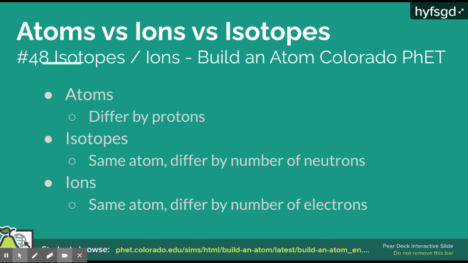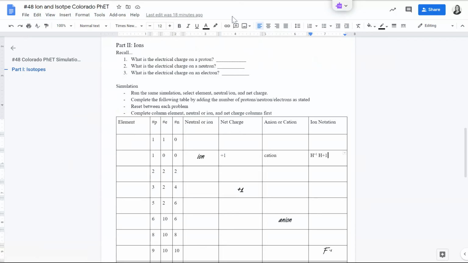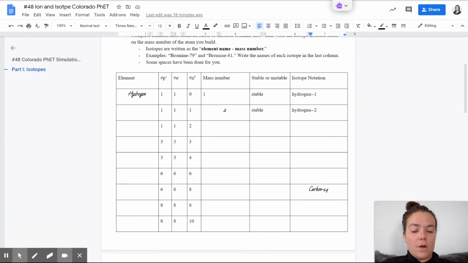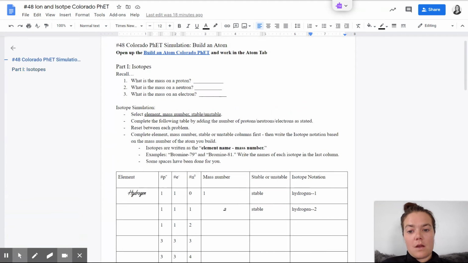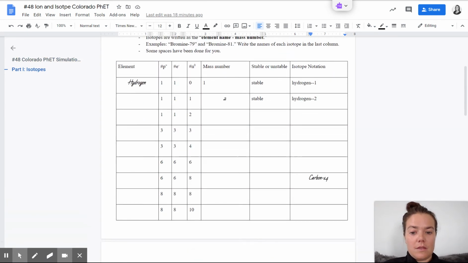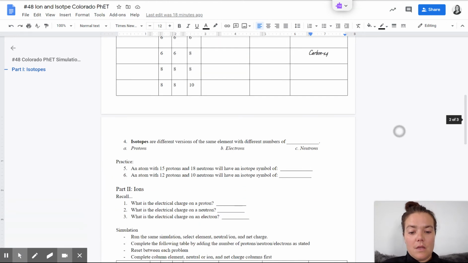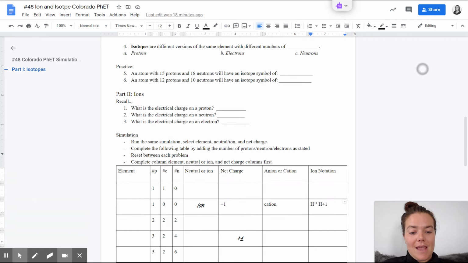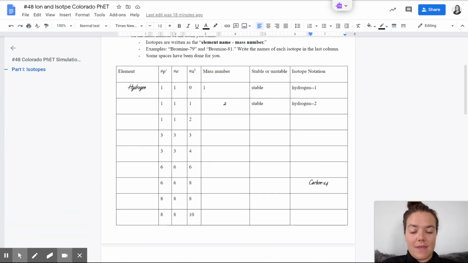Kind of. We've changed it a little bit differently. So the Colorado PhET itself, though, is one that you guys have explored before. What you're going to do is use the specific instructions on the handout to build some different atoms and to see what happens as you change different parts of that atom and record information about it.